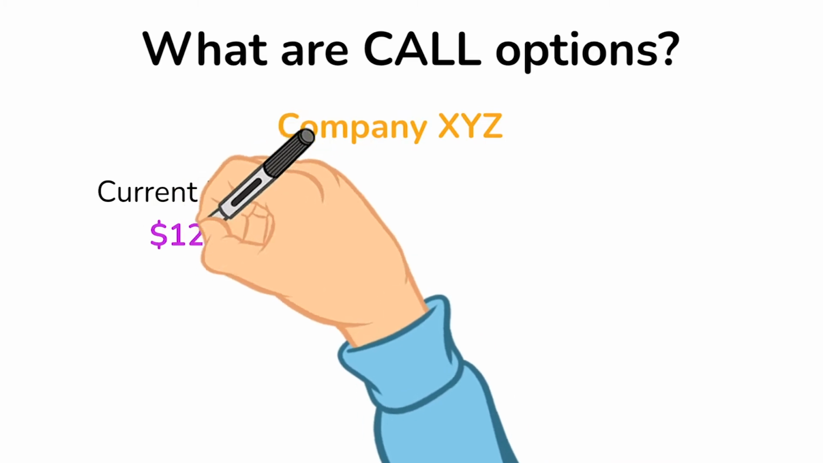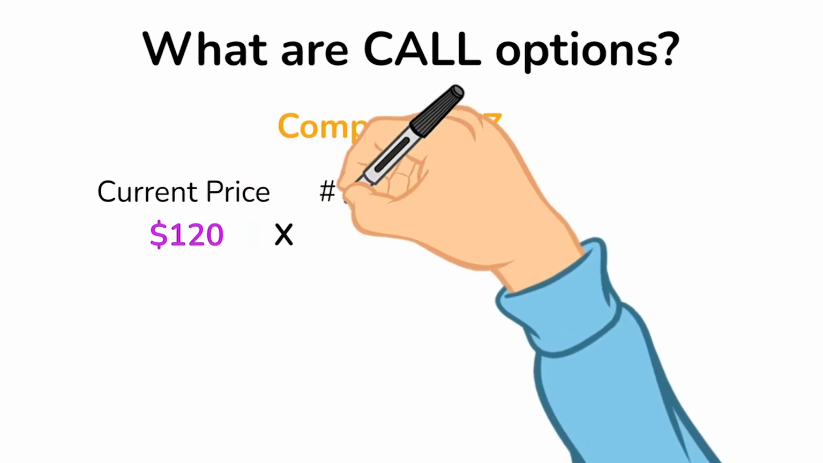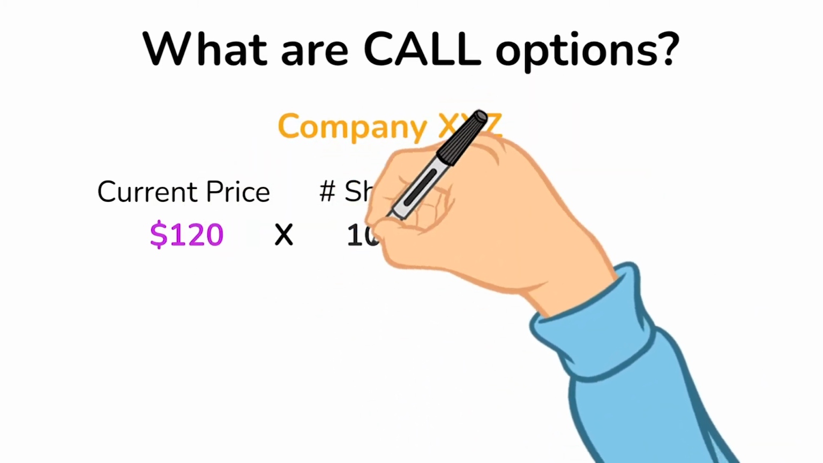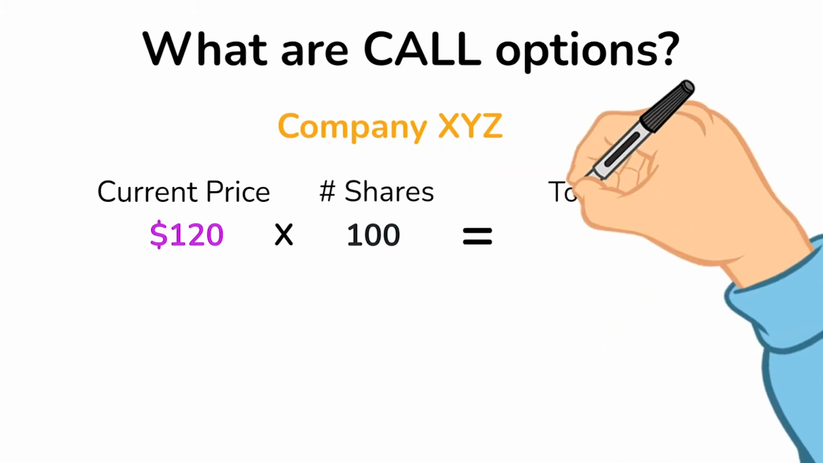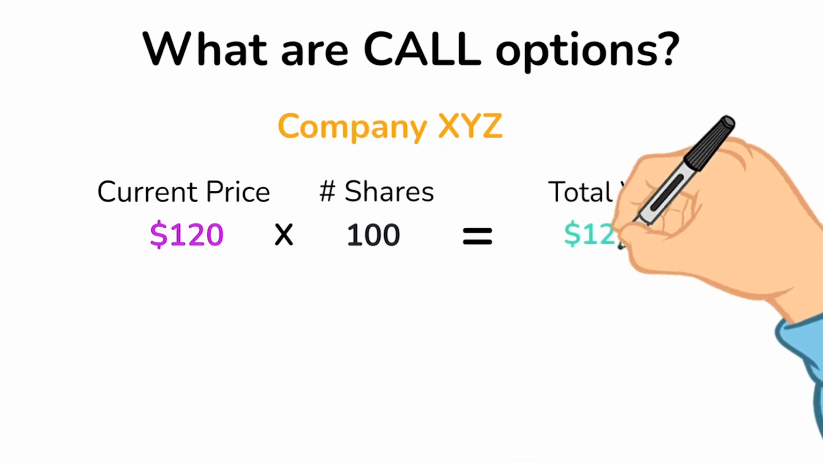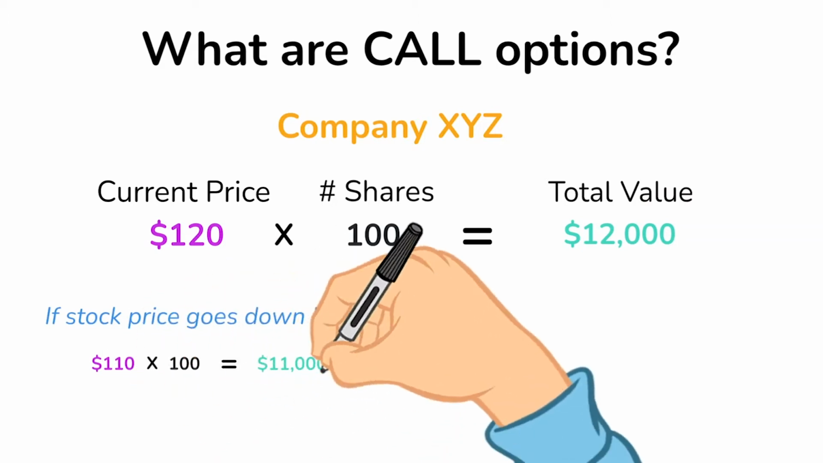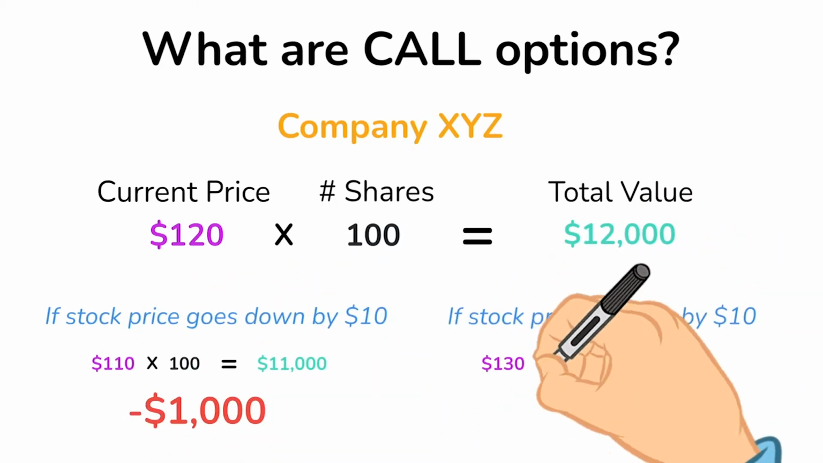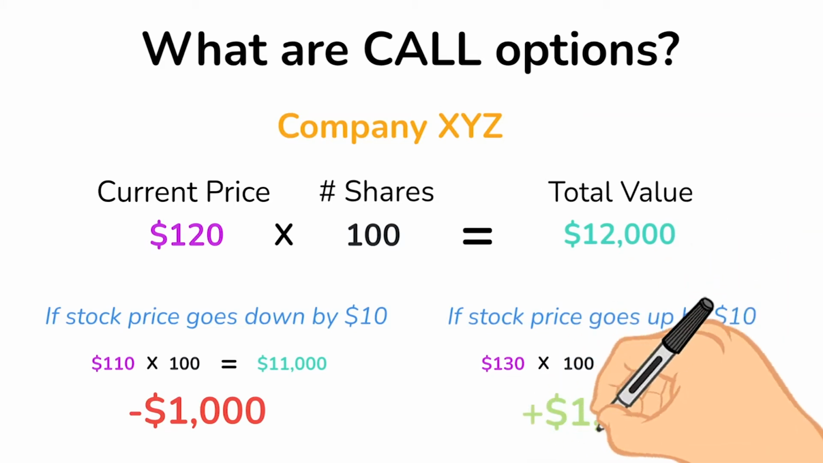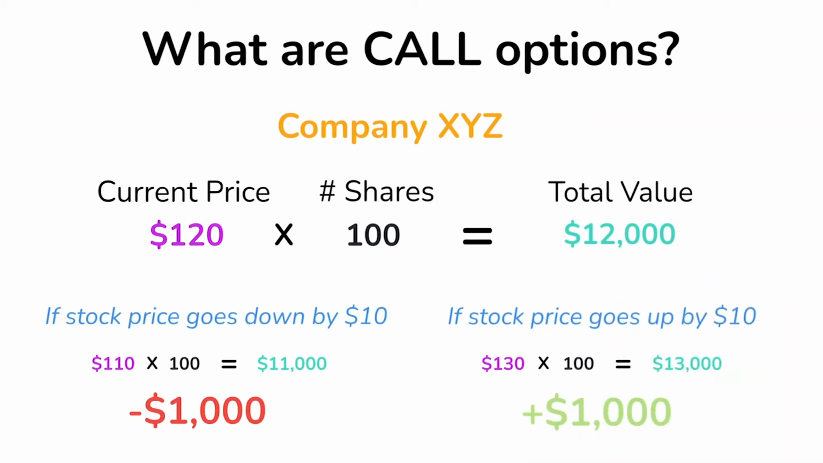Imagine that you want to buy 100 shares of XYZ that is trading at $120. You would need $12,000, and if XYZ goes down to 110, you would be losing $1,000. But if XYZ goes up to $130, you would be making $1,000 in profit. So in this situation, you can use a call option as a leverage.